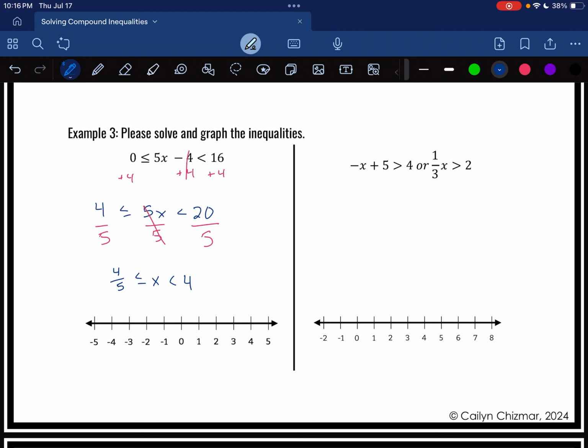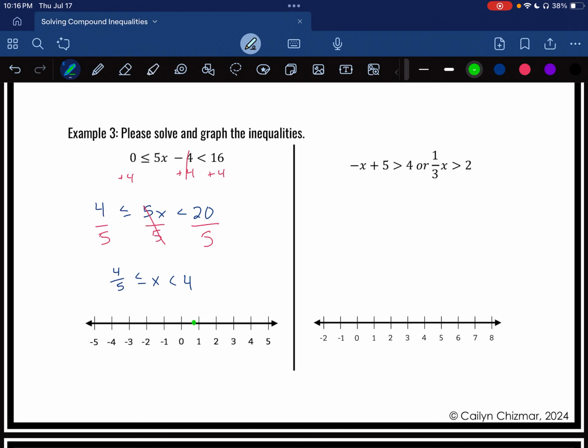Now let's go ahead and graph. So 4/5, right, is pretty close to 1. So I'll have a closed circle here, pretty close to 1. An open circle at 4.